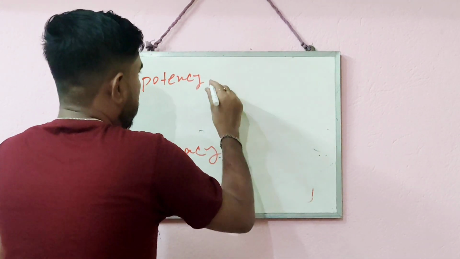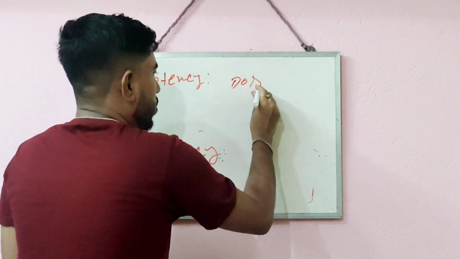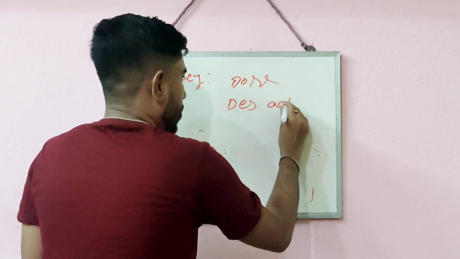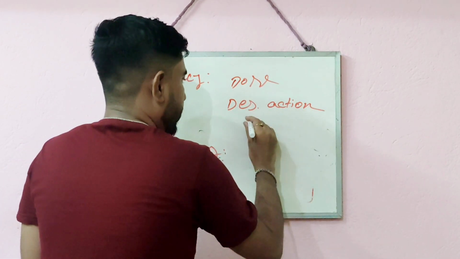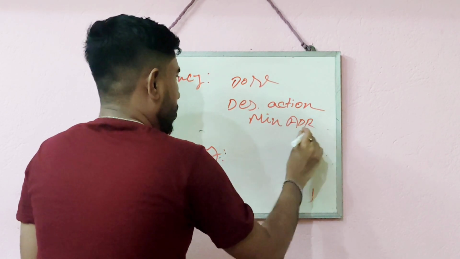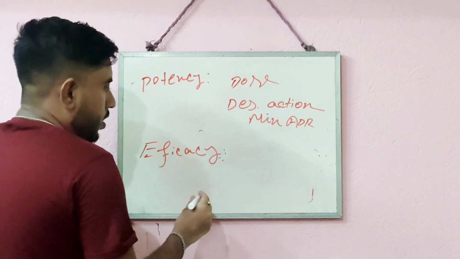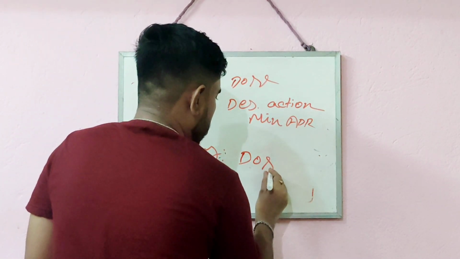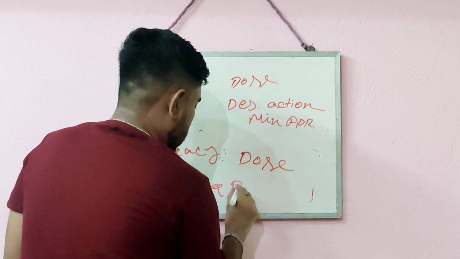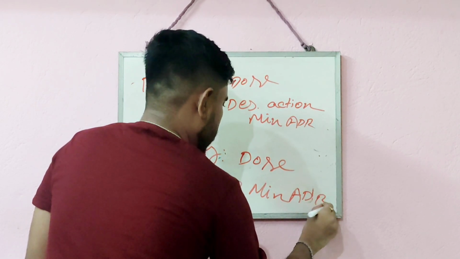Potency is the minimum dose of any drug that is required to show its desirable action and minimum adverse drug reaction. So that is called potency. And efficacy is the amount of dose that is giving maximum response and minimum adverse drug reaction, which is called drug efficacy.